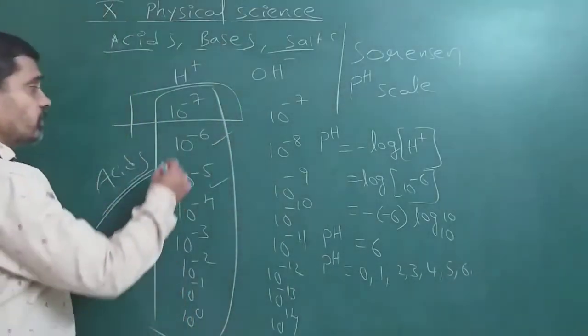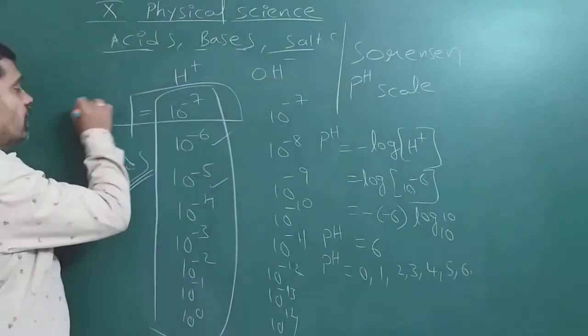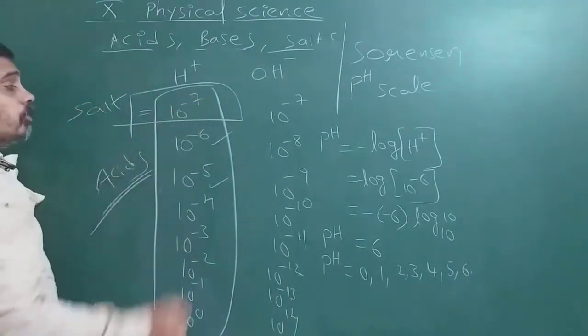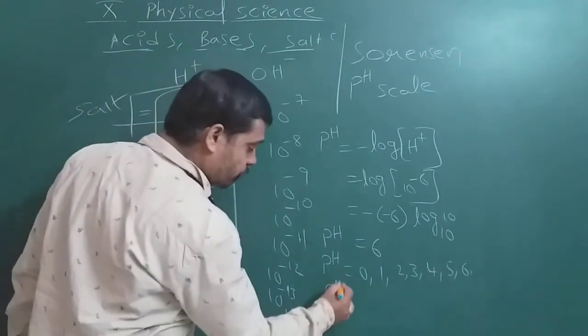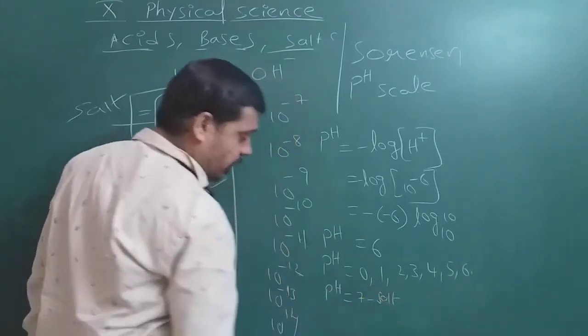Now, if the H plus ion concentration is 10 power minus 7, then we call it a salt. What about the pH value of 10 power minus 7? 7. That means if the pH value is equal to 7, we call it a salt.